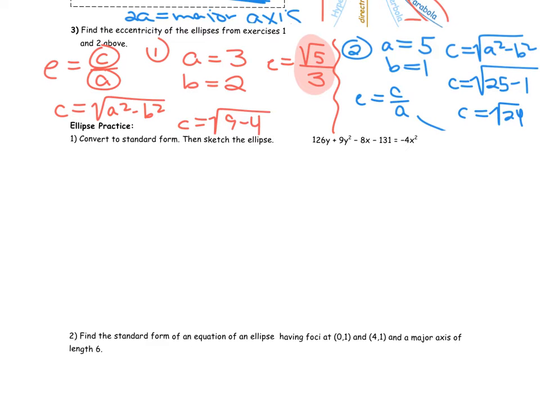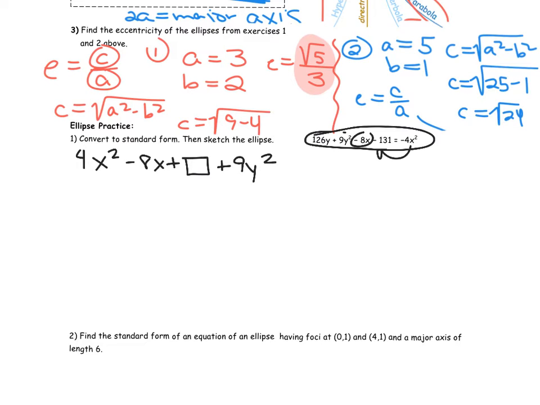Okay, so for our equation here, we're going to write this out more conducive to completing the square form. So I'm going to write this out as 4x squared, move that over, minus 8x plus blank plus 9y squared plus 126y plus blank is going to equal, I'm going to move this negative 131 to the other side. So 131 plus blank plus blank.